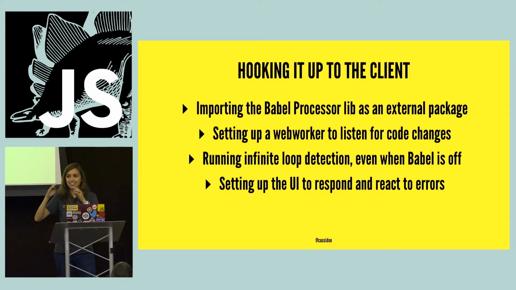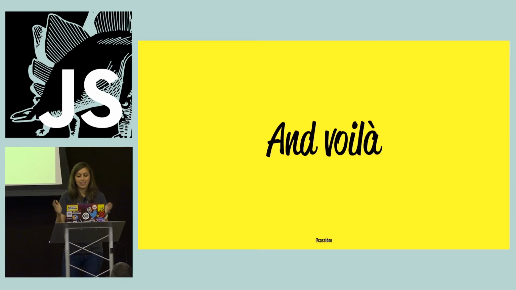We also added a conditional in the Babel processor that runs the infinite loop detection that we were looking for. So even if Babel is off, we still have that infinite loop detection, so we can still block things from breaking entirely. And then setting up the UI to respond and react to errors, that was taking that error function, setting up where the lines should go, whether it be just at the top at that line 1 that I mentioned or somewhere else in the file. And voila. We finally had our Babel processor.